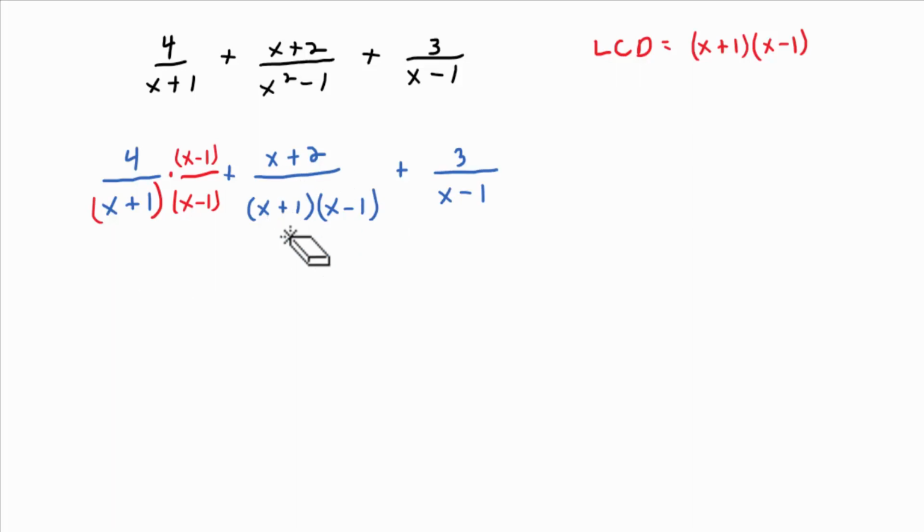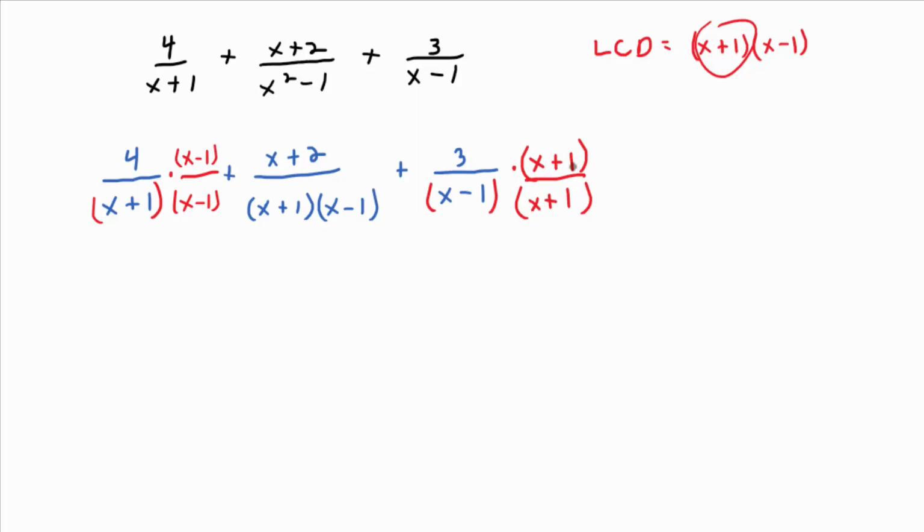Okay, and then for the second guy, it's already got the LCD, doesn't it? It's good to go. It's got both factors. What about this third guy? X minus 1. Oh, it's missing x plus 1. So we need to multiply numerator and denominator by x plus 1. And then go ahead and put in parentheses everywhere around all quantities. You don't need parentheses around the 3, but around all quantities.